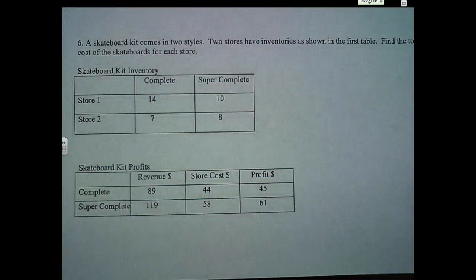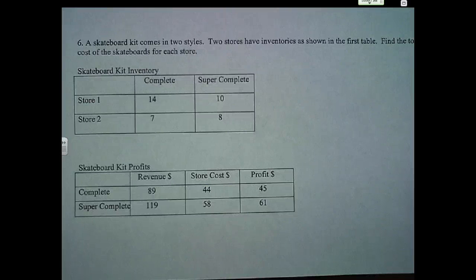Okay, so a skateboard kit, this is our last problem we're going to do. It's more of a word problem. In reality, this is how you would use matrices, right? A business would use them all the time, right? In Excel, all the spreadsheets and Word documents that they use that have all those cells, and that's where they're used, okay? So this is what happens, okay?